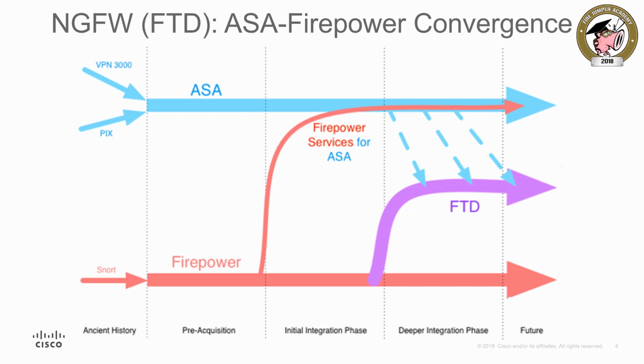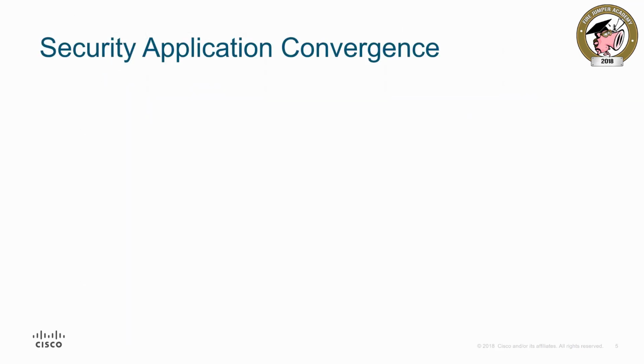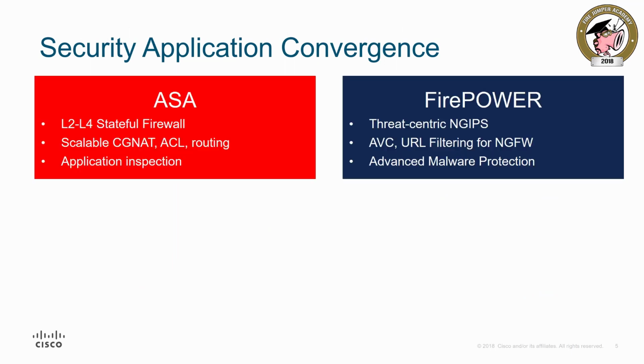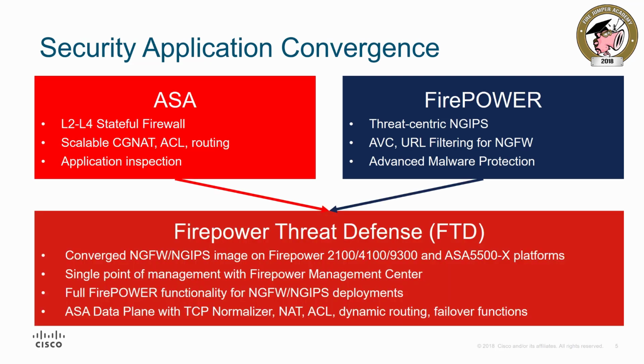So this is really a good diagram to provide an overview of where the FTD has come from, and the phases of development and integration. It shows the end-to-end capability of the offering and solution we have today in terms of next-gen firewall, or the FTD offering. So in terms of security, application, and convergence, let's have a look at this in more detail.